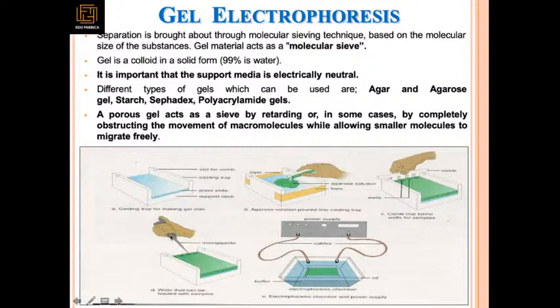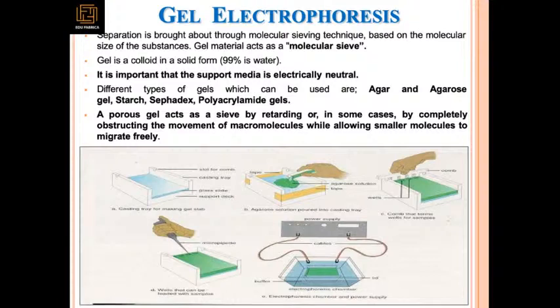Then with the help of DNA micropipettes, you can add your DNA solutions. After loading the solutions, with these cables you attach to the power supply, and then your samples will migrate from the negative toward the positive end.